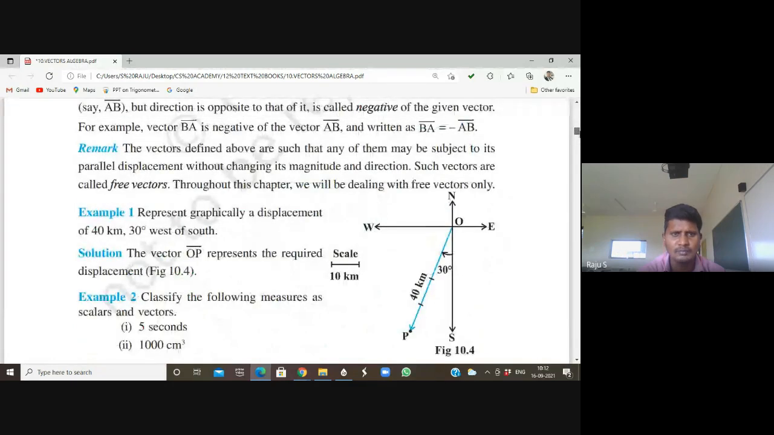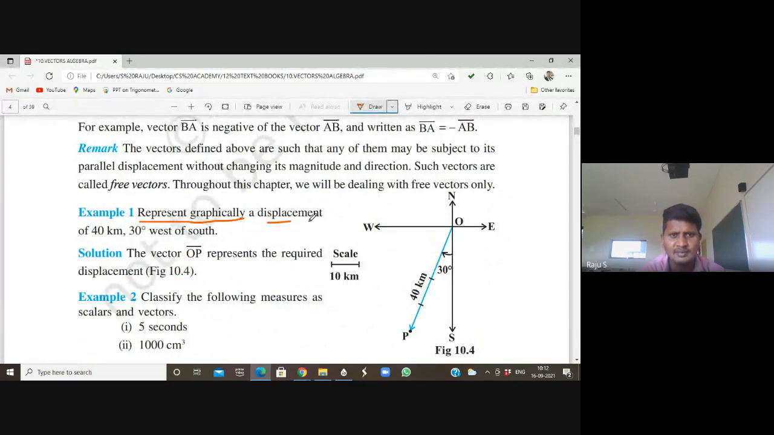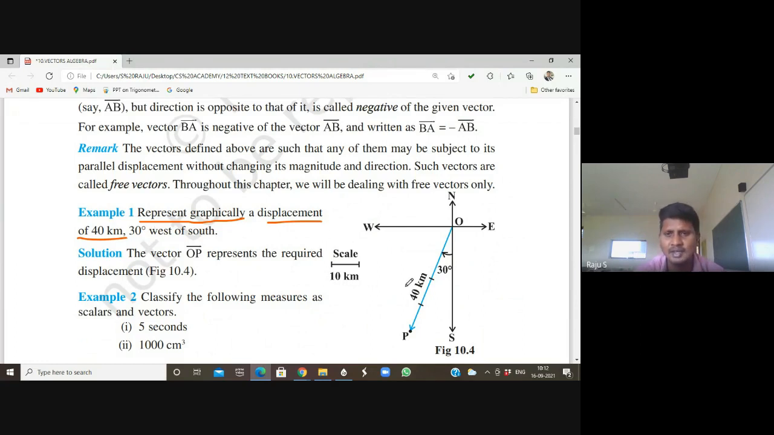For example, in this question: represent graphically a displacement. Every vector is represented like this. This is a vector from O to P. O is the initial point, the starting point, and P is the ending point, that is called the terminal point. A vector is nothing but the displacement from one point to another point. So instead of the term vector, they have given displacement here.